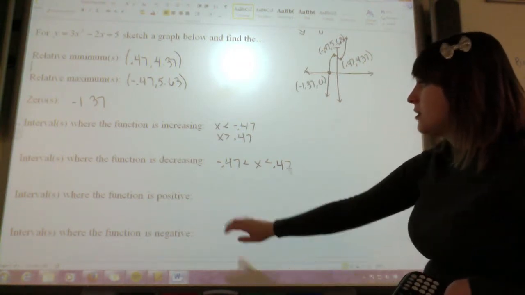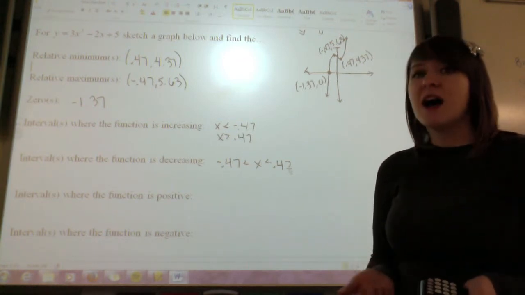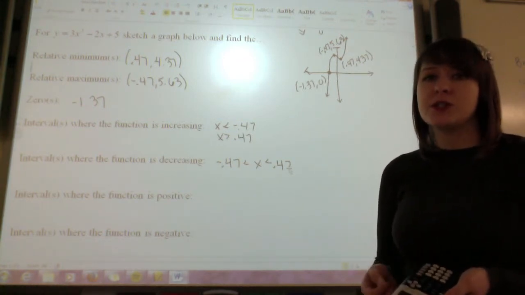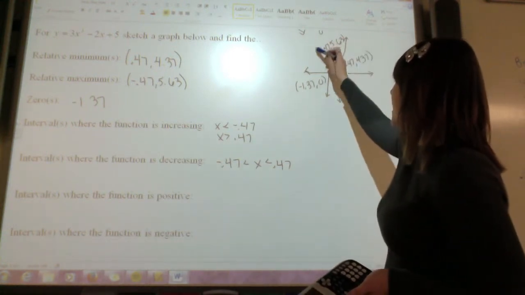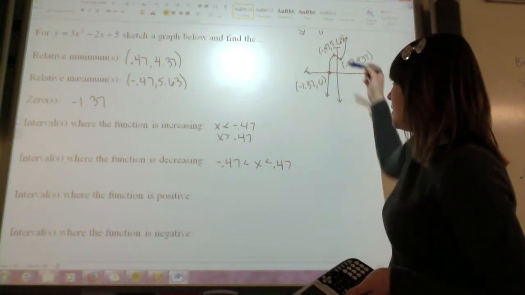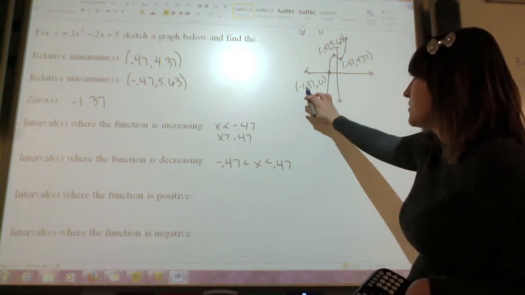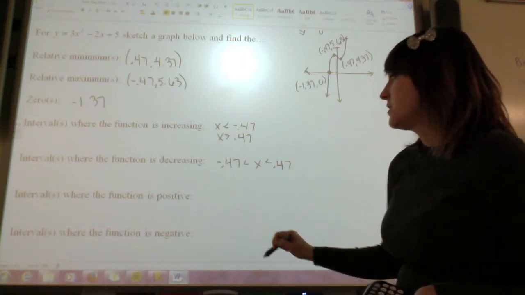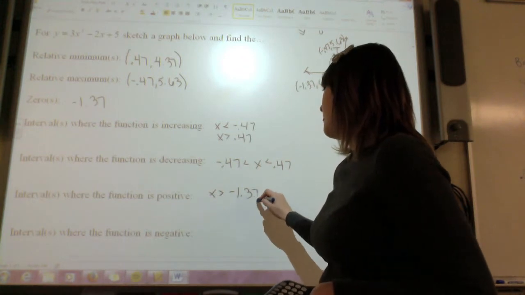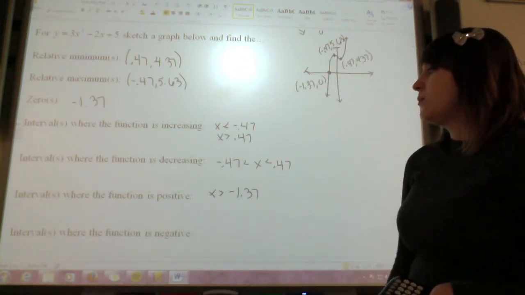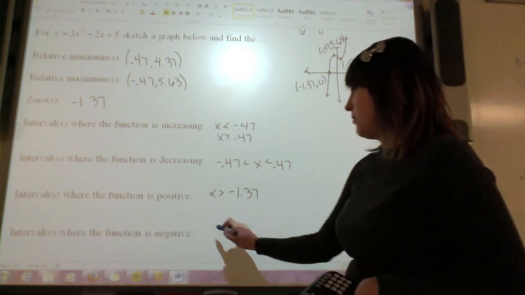Okay, now we've got intervals where the function is positive. So remember, where the function is positive is talking about places where the function is above the x-axis. So if I look here, anywhere above this zero here is going to be above the x-axis. So that's all of my x values that are greater than negative 1.37. So I can say x is greater than negative 1.37. And where the function is negative, well, that's going to be anything less than negative 1.37.